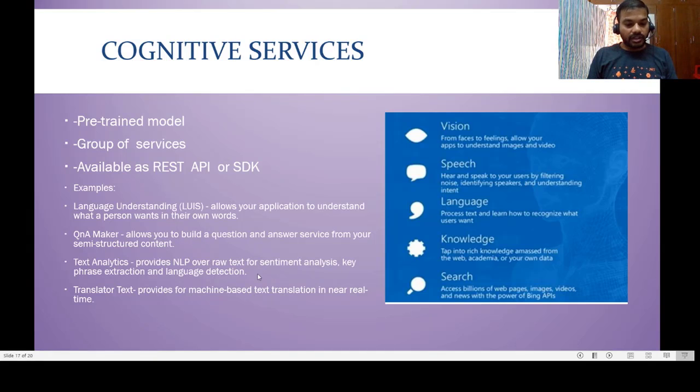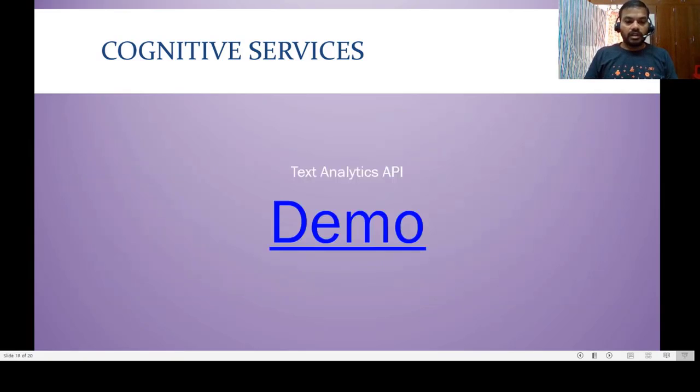And text analytics, you can get a text from the user and pass it to the text analytics API. It will give you the entities identified, what the sentiment is, and everything, and based on that output you can take a lot of decisions. And translation in real time, you can do using the search API and the language APIs. And let's see a small demo on the text analytics API.